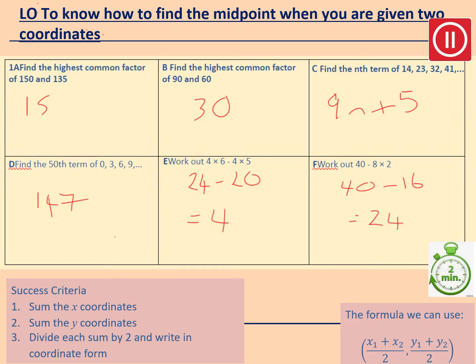Okay, so here are the answers. So we've got 15, highest common factor of 90 and 60 is 30, the nth term is 9n plus 5. 50th term, so we find out what the nth term is and we put in 50, so it's 147. We've got 24 minus 20 is 4, and finally work out 40 minus 16 is 24.